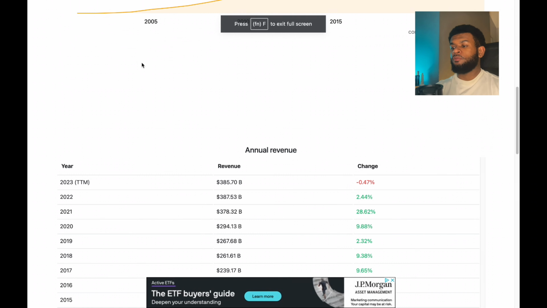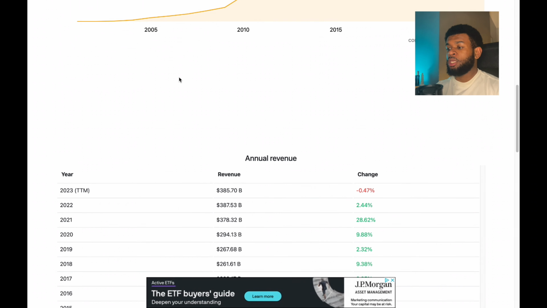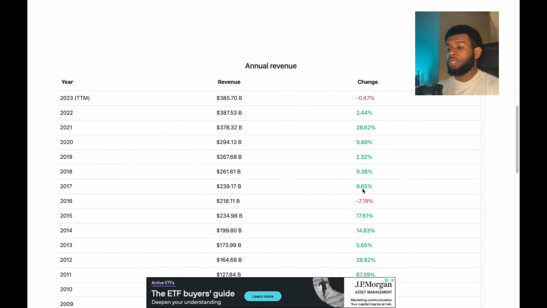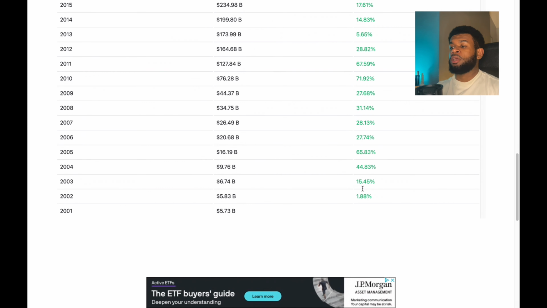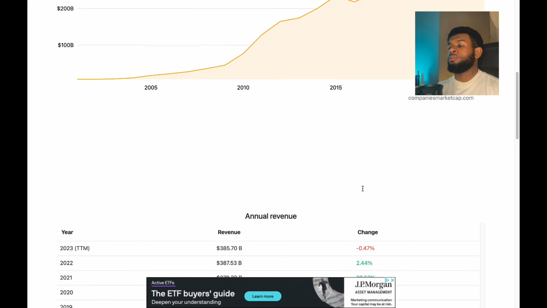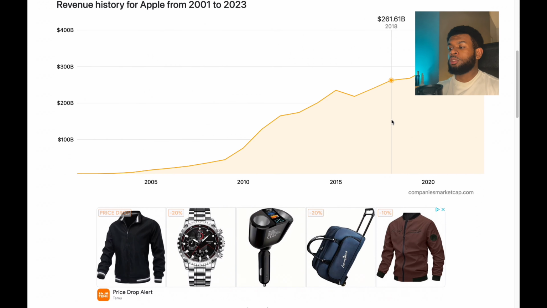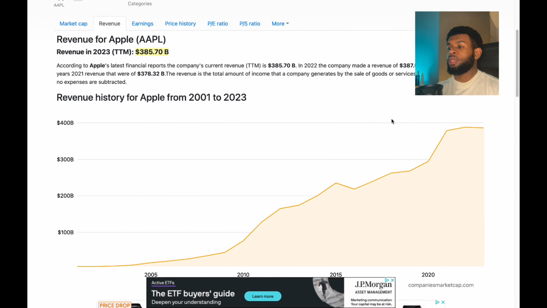Now, similar to Yahoo Finance, we can also see the changes of revenue growth throughout the years. So again, it's just another way to visualize and have a look at the growth within the company using these different charts and the different metrics that they have.